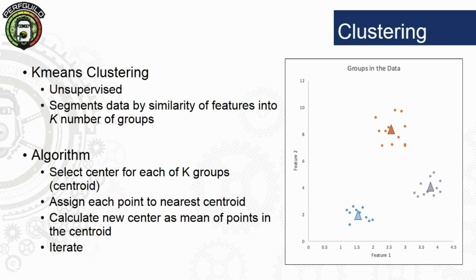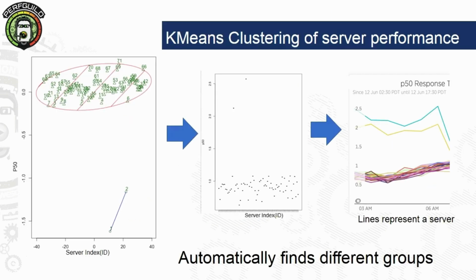Then each point is assigned to the nearest group. Then a new center is calculated as the average, or mean, of all the points in the group. Then it iterates, reassigning the points to the new nearest center. It then iterates until the groups are all identified. Now we'll look at an example of how to apply it in practice. So here I analyze the response time data for each server in the tier by using k-means clustering.